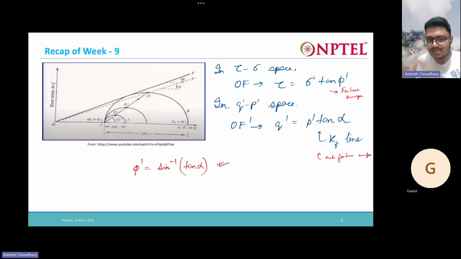Rather than drawing the circles and then getting the common tangent, measuring the slope, what you can do is plot it in the p', q' space. You draw the line, you get the slope, and from the slope you get the phi prime. Okay, that is much easier.